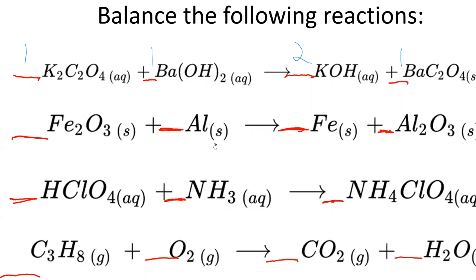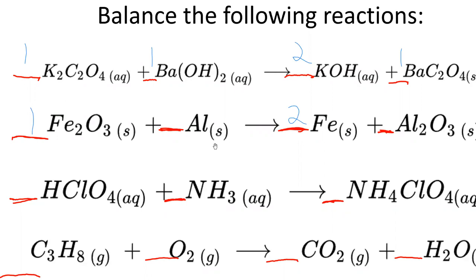How about for the second one? What do we know has to be true about the second one? Well, we have 2 irons in iron 3 oxide, and we only have 1 iron on the right, right? So we know that there has to be, just like above, a 2-to-1 ratio for every one iron three oxide. We have to make 2 iron atoms on the product side. Does that take care of everything? What's still wrong?